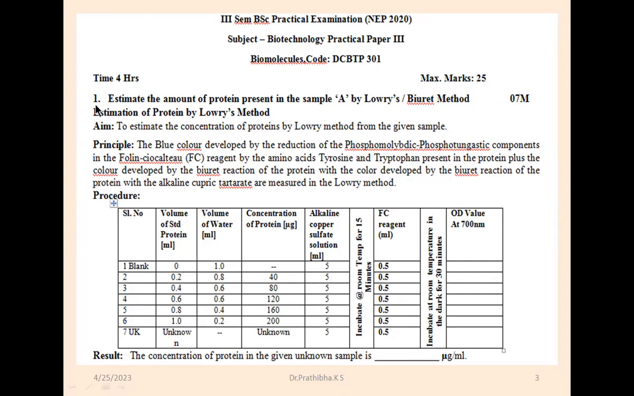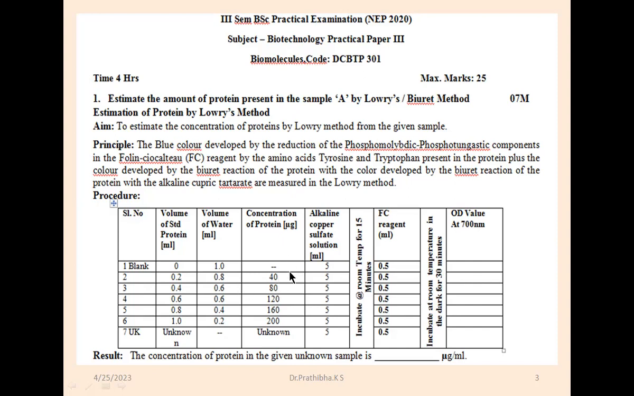Now let us go through the brief information about the answers of question number 1, 2, 3, and 4. Question number 1, you are writing here for Lowry's or Biuret or maybe DNS method. Okay, so let us go to the first one, Lowry's method. To estimate the concentration of proteins by Lowry method from the given sample. Okay, here you need to write the principle in brief, then write the tabular column. Okay, properly. First one will be the blank and 7th one will be your unknown. Okay, and concentration is supposed to be kept in mind here, and that is in microgram.